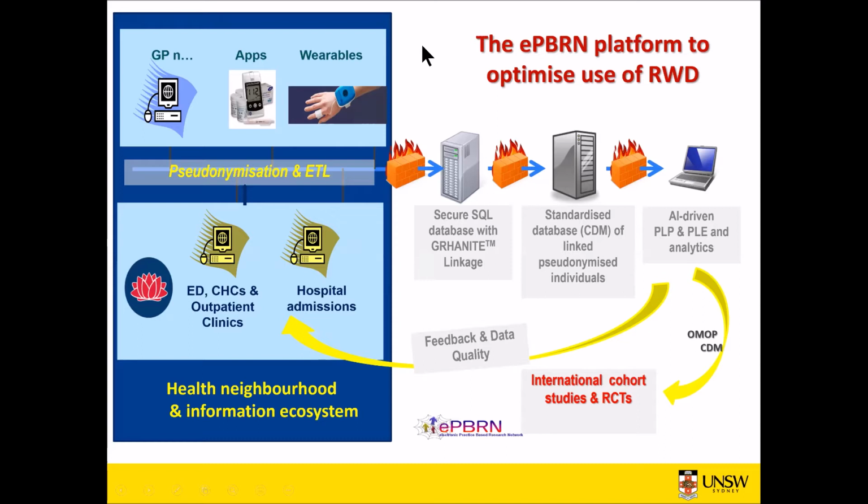This is a neighborhood, right? This big graph here, and a big blue blob here. There are GPs, apps, and wearables, GP systems where we extract data from. This is all in development. We haven't collected, except for apps data that goes into a GP system, any of these wearables data yet. And then we also extract data from the emergency department, community health centers, outpatient clinics, and hospital admissions.